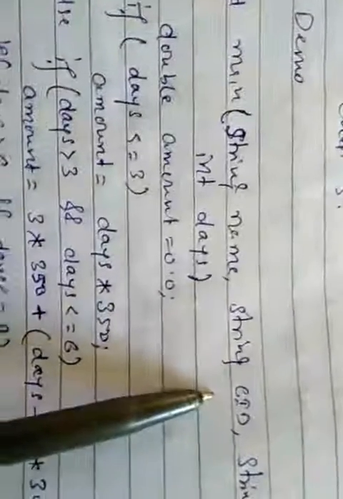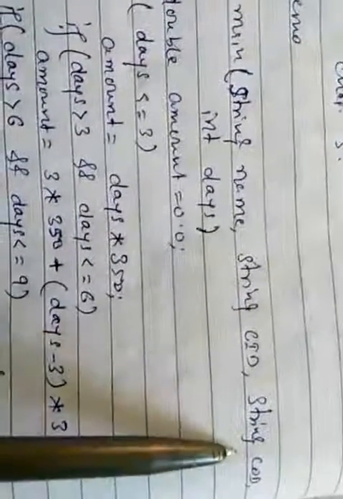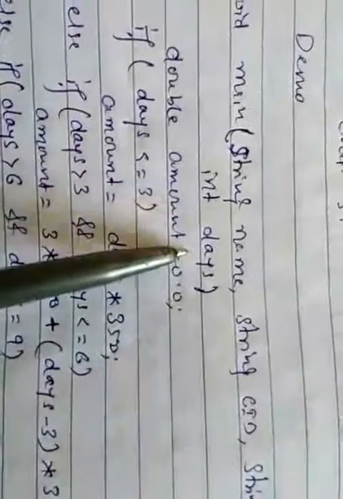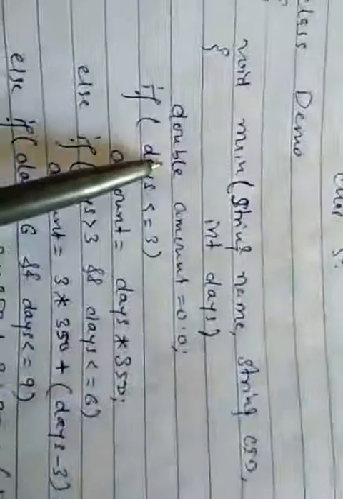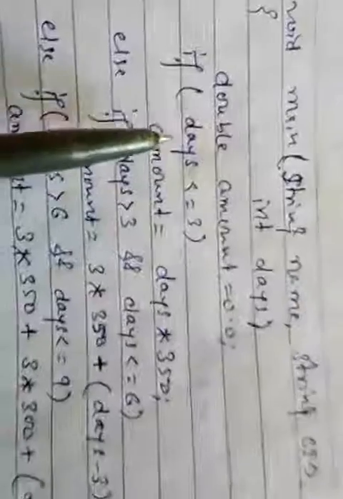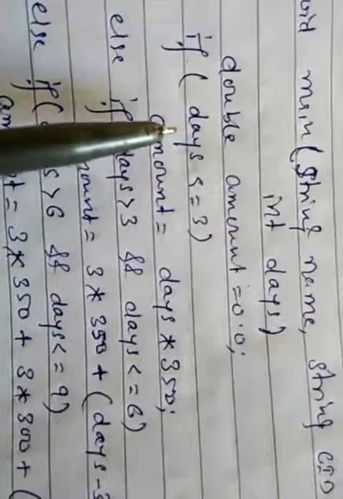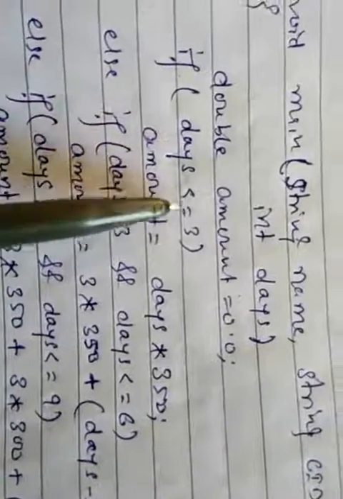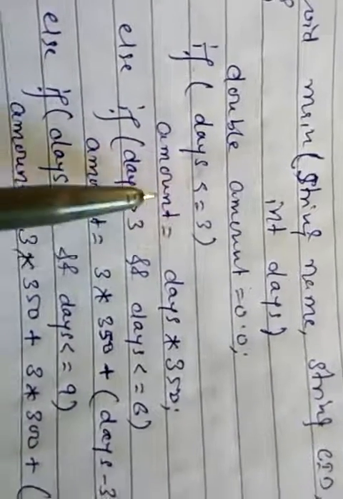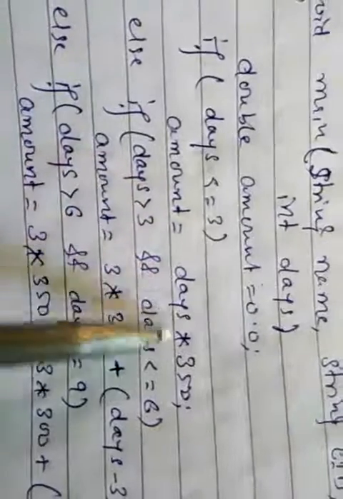So here this is the question for that. class demo, void main. First we have to input name, string CID, that is the check-in date, string COD, check-out date, and integer days. We require one variable for the amount for calculating the bill, and the first condition is if the days is less than or equal to 3, so the amount will be days multiplied by 350.